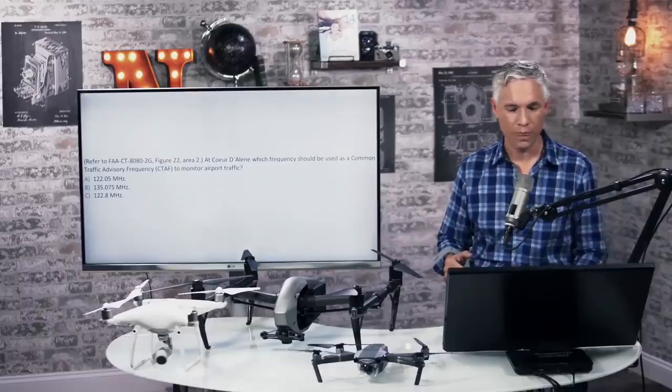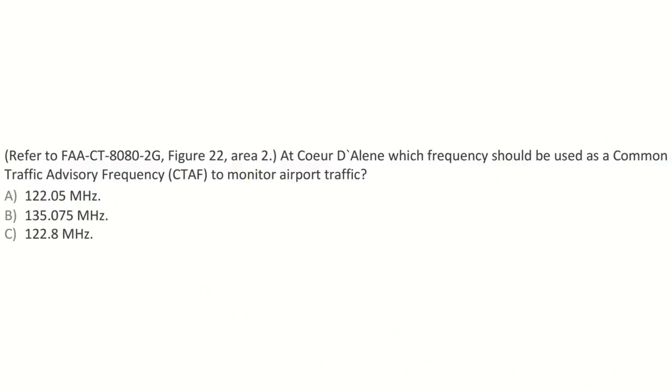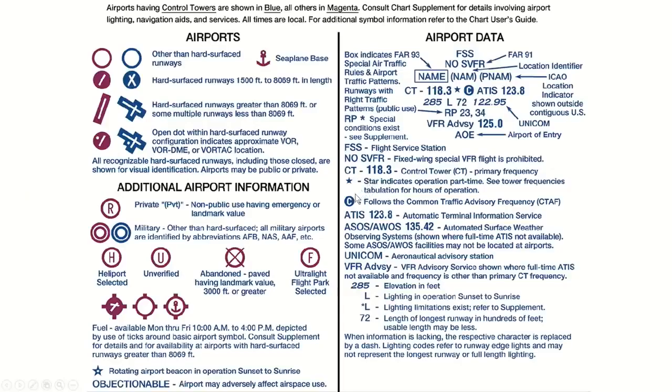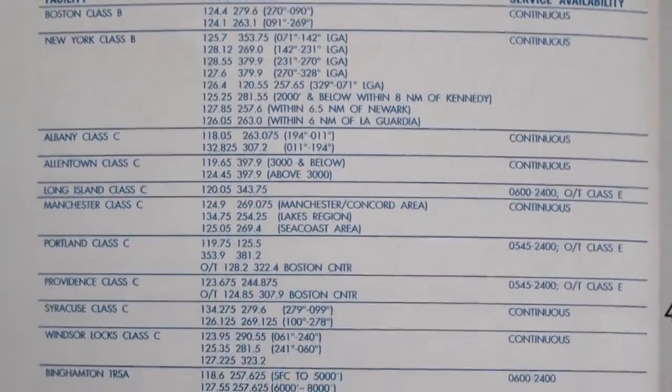So at another airport, which frequency should be used for CTAF communications? If you're like, how do I know which of those numbers is CTAF? Come back to your legend. See here, the legend says it follows the common traffic advisory frequency, CTAF. It indicates this little C. So you can just look at the airport data. See this C? That means that it's this number here. And the star here indicates that it operates only part-time. It's all in the legend.